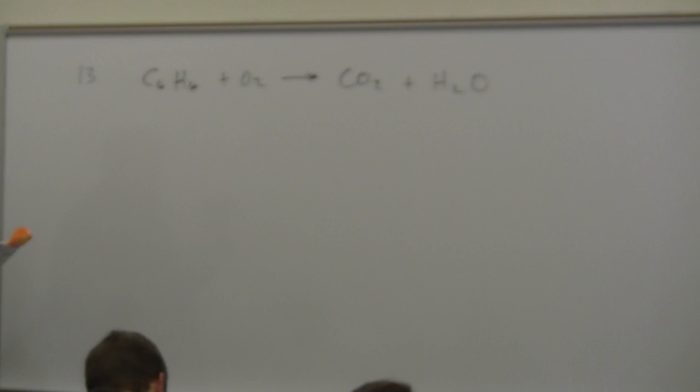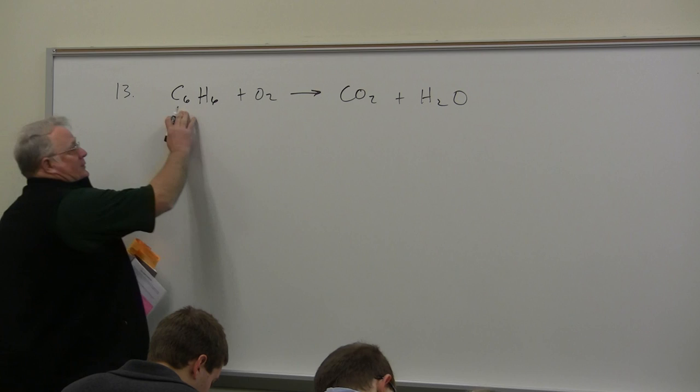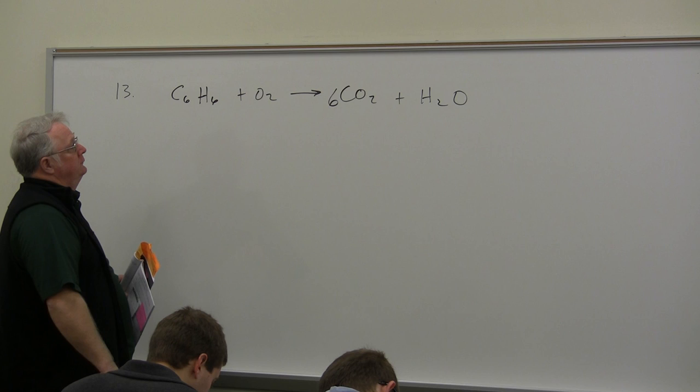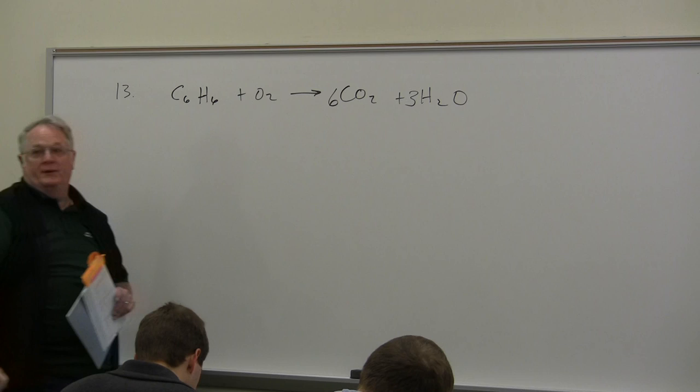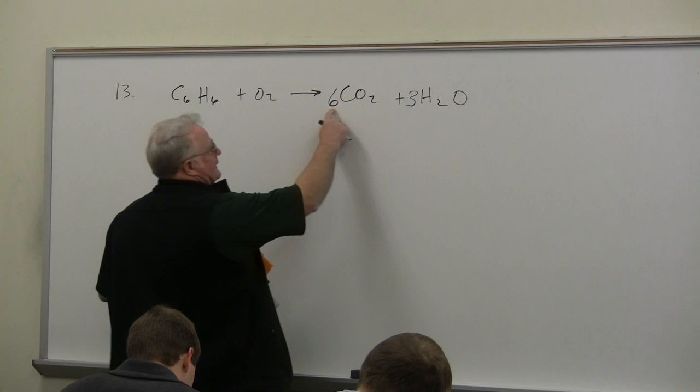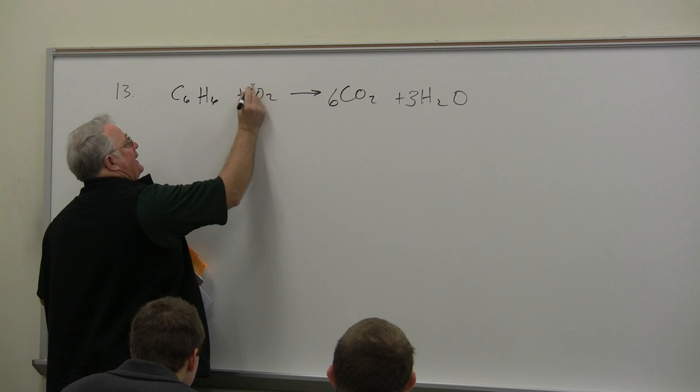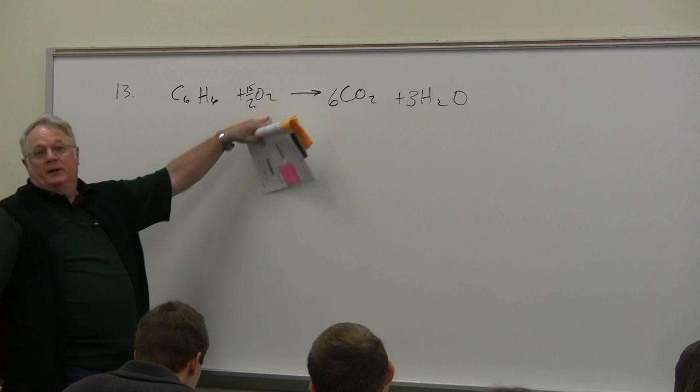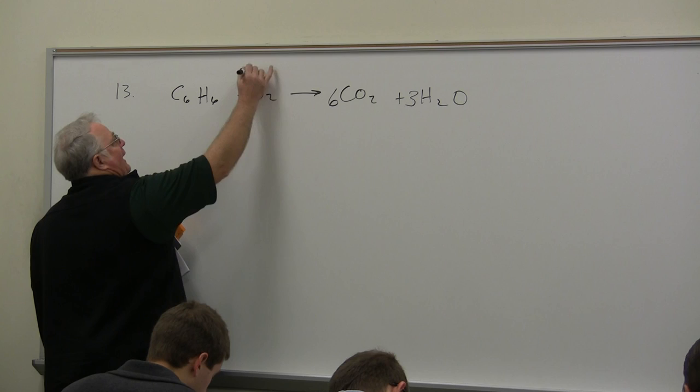Okay, now, they point out that it's not balanced, so we're going to have to balance this thing. We've got six carbons on this side, so we need six carbons on that side. We have six hydrogens on this side, so we need three waters on that side. And now we just balance the oxygens. The oxygens are easy: 6 times 2 is 12, plus 3 is 15. So we need 15 halves on the oxygen, because there are two atoms in the molecule. So this would be 7.5. Okay, so there's the balanced reaction.